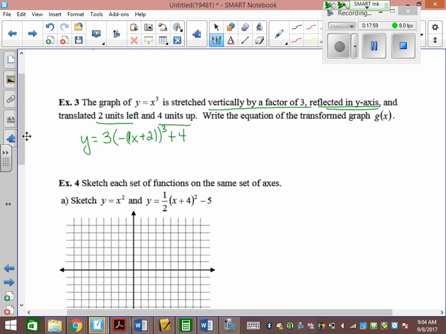This is g of x here. Yeah. Set of y. Good catch. You are right.